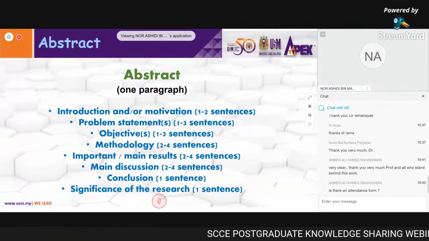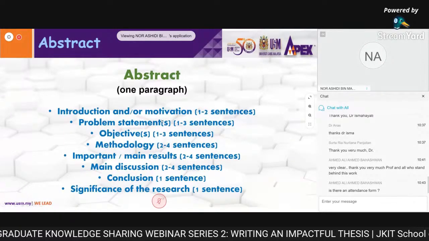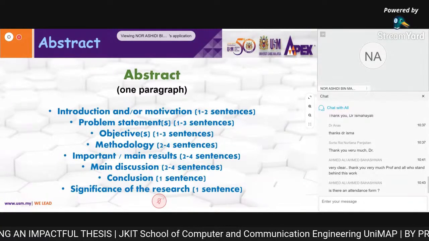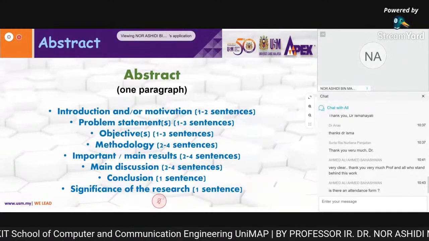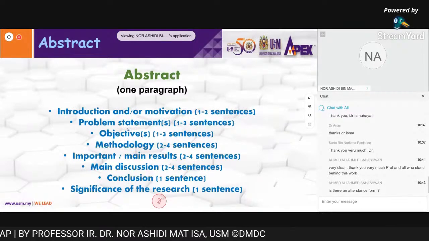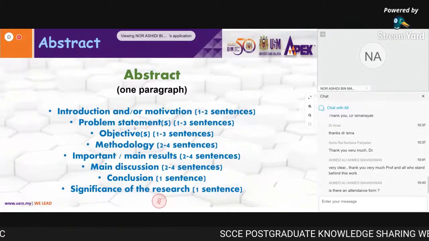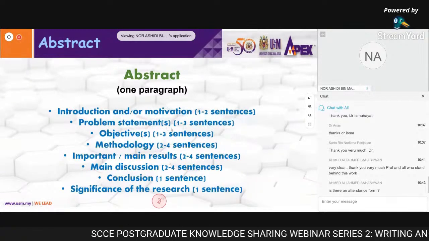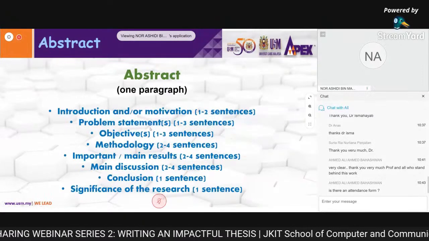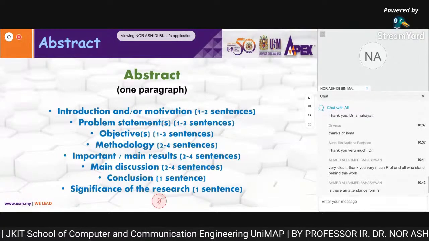The first one is introduction or motivation: an introduction to your work, and what motivates you to keep up with that research work. The second one, clearly state the problem statement, only 1 to 3 sentences. If you have two problem statements, 2 sentences. If you have 3 problem statements, 3 sentences. Because this is not the time for you to explain. It's just for you to state the problem statement.